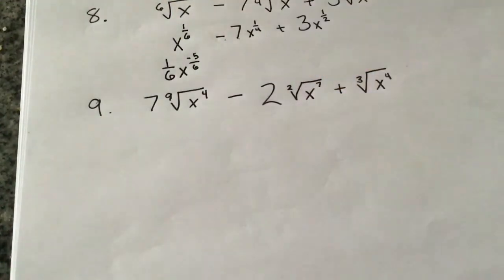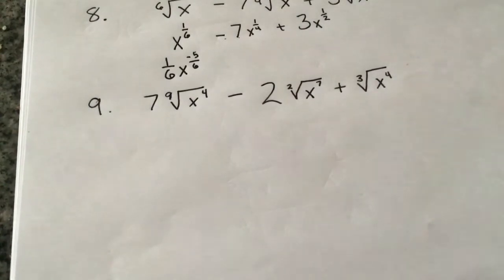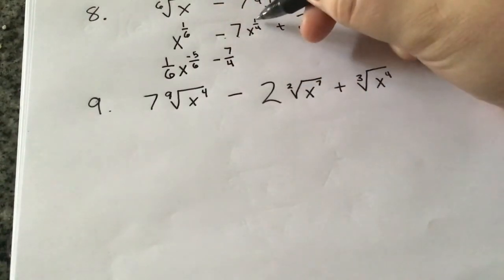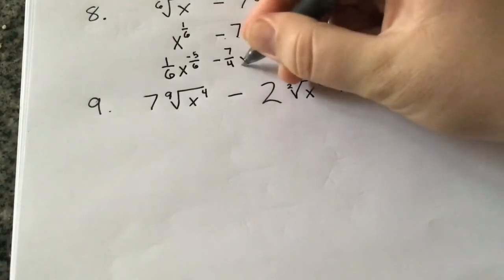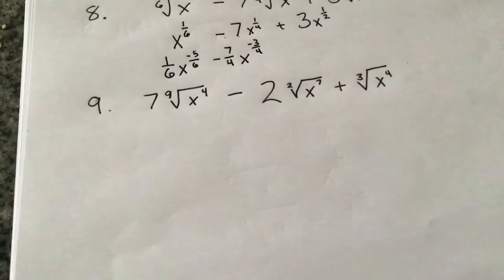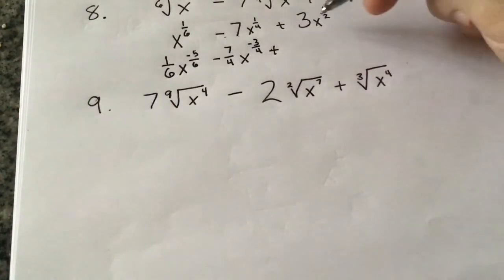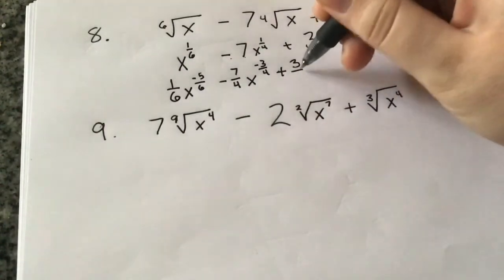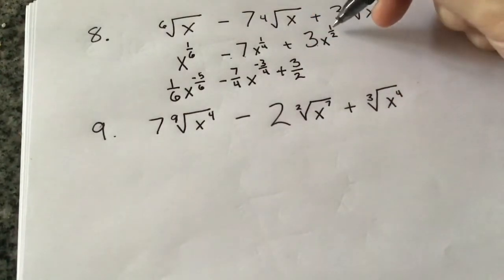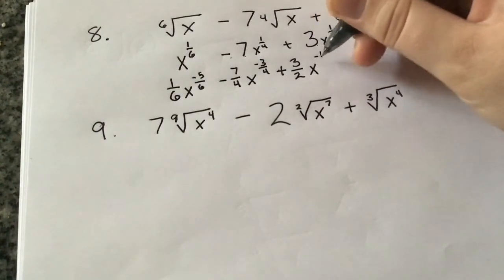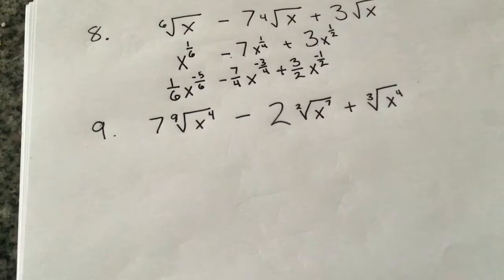Okay? Now we're going to do the same thing here. We have negative 7 times 1/4. Well, negative 7 times 1/4 is going to be negative 7/4. And then if you subtract 1 from 1/4, you get negative 3/4. Now, we have our final one here. We have 3 times 1/2. 3 times 1/2 is 3/2. And then we go 1 less on the 1/2 for our exponent. And 1/2 minus 1 is negative 1/2.